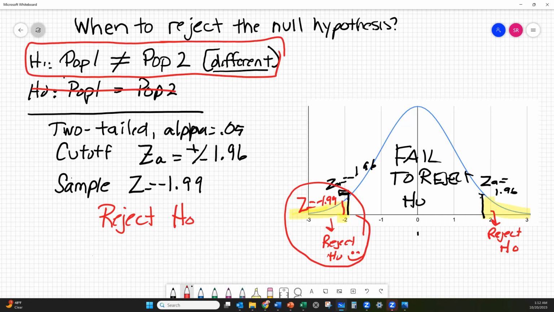Now remember, this doesn't prove anything. All this does is give us one piece of evidence that the odds of getting a score of minus 1.99 just by pulling a sample out of this population are less than 5%. And that's what that probability less than 0.05 means. And that is the end of this little lesson.